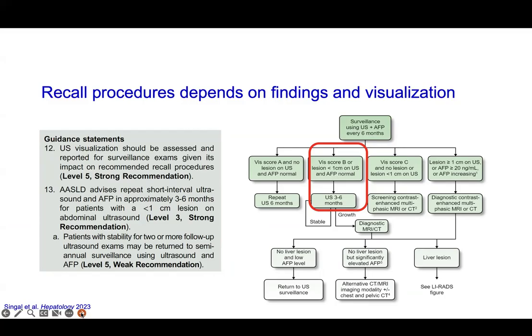And you're going to continue to do that until you're sure that the area is stable, so maybe 1 or 2 cycles. And if your lesion grows, or your VIS score remains terrible, you're going to want to now do cross-sectional imaging, so a diagnostic MRI or CAT scan.